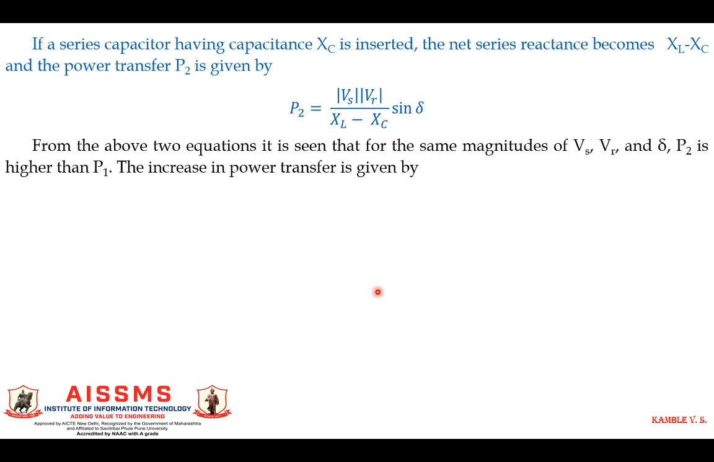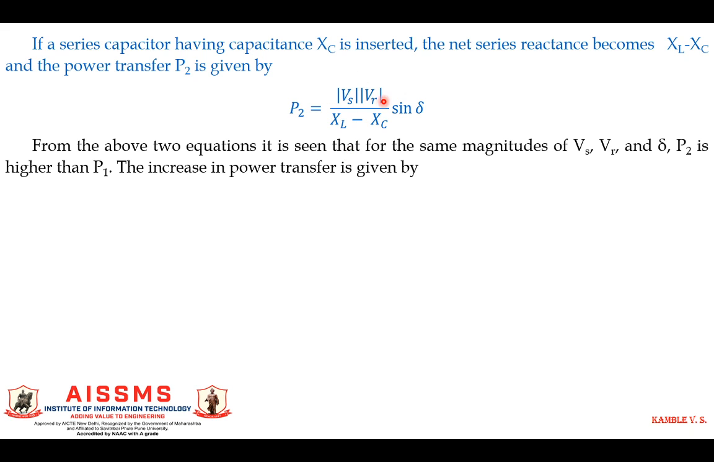So if I compare the previous equation and this equation, that is P1 and P2, P1 is the power transfer when capacitor is not connected in series with the line. P2 is the power when capacitor is inserted in this line. From these two equations, it is seen that the denominator of the second equation is lesser than the first equation.